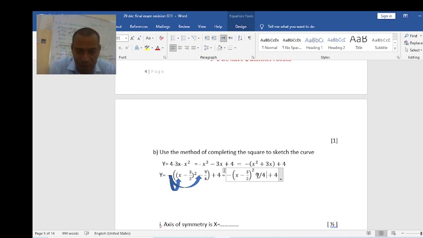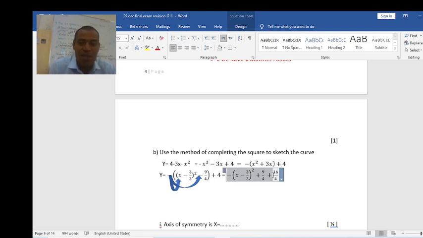Plus 9 over 4. Plus 9 divided by 4. Plus 4 divided by 4, Mollern's, I will write it as 16 divided by 4. You can see both fractions have the same denominator. 9 plus 16 is 25.